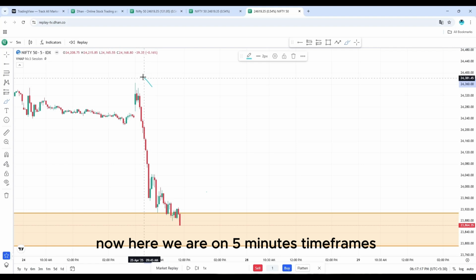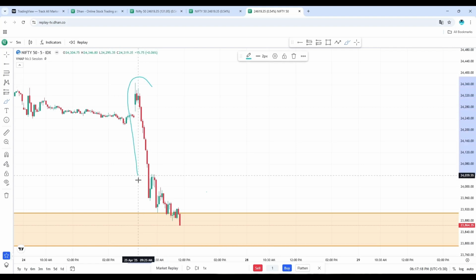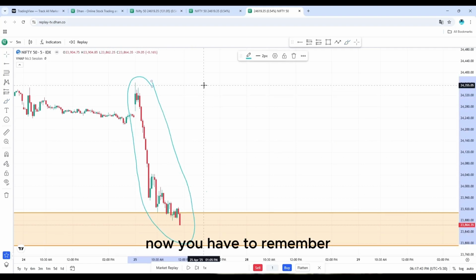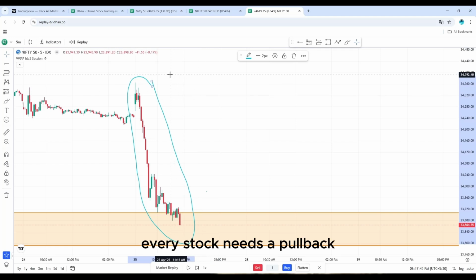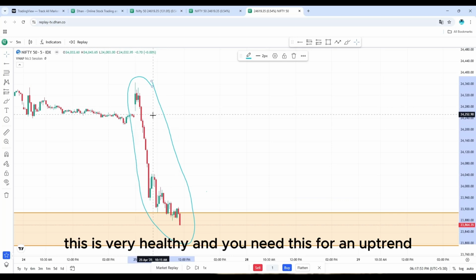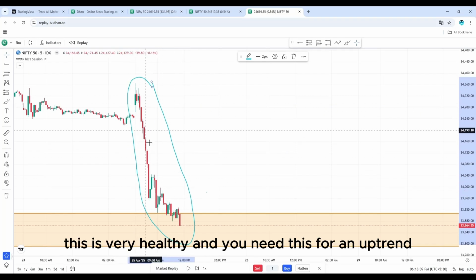Now here we are on the 5-minute time frame, and this is the pullback we got from the 1 hour time frame. Now you have to remember every stock needs a pullback before the next move happens. Don't be afraid of this pullback. This is very healthy and you need this for an uptrend.